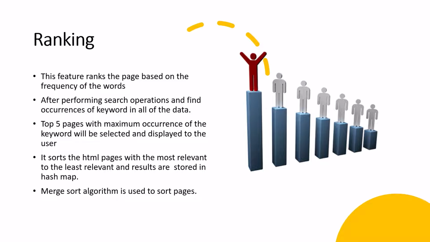It sorts the HTML pages from the most relevant to the least relevant data, and the results are stored in a hash map data structure. For sorting pages, the merge sort algorithm is used as it can handle a large chunk of data.